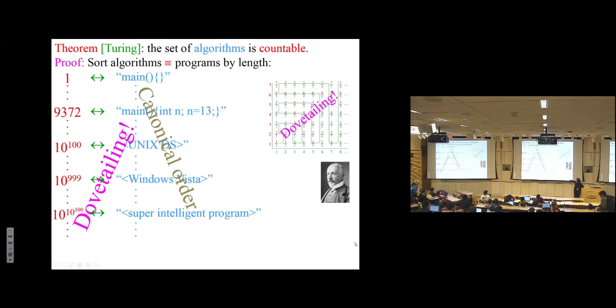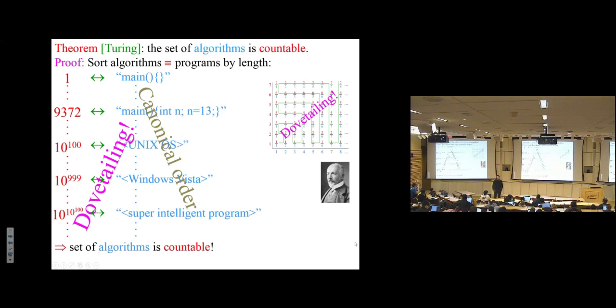So we enumerate all algorithms or programs, which makes the total set of algorithms a countable set. It's infinite, but it's not as largely infinite as the real numbers, only as largely infinite as the natural numbers or the integers. Any questions about that result? So we're good on this?